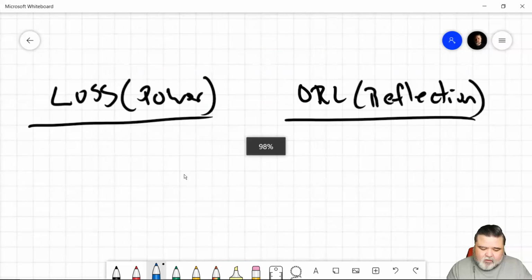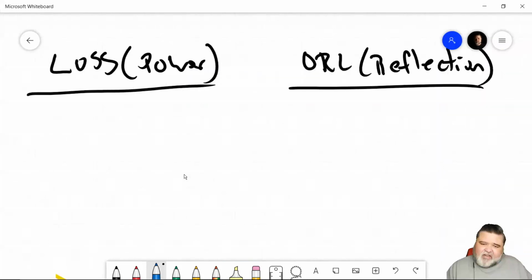ORL, or reflection, is a little bit different. This is the percentage of light that reflects back. ORL is span reflection. So the way I like to look at loss is like water pressure, PSI. You have a certain amount of pressure coming out, and the amount of pressure that you lose is the same.